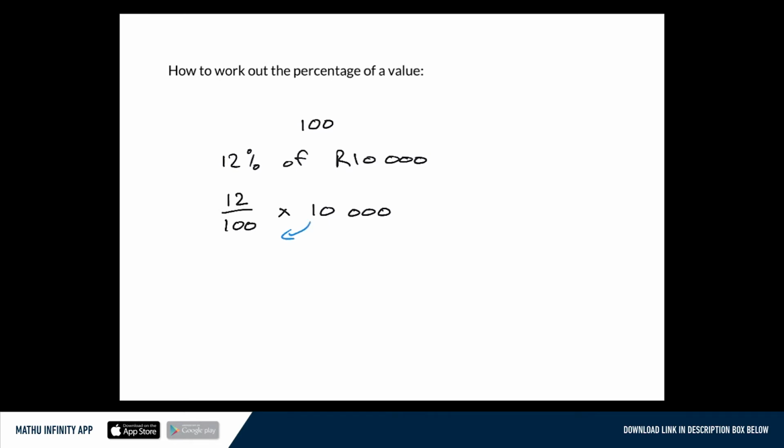A nice way to look at it is, I would take the 10,000, I would divide it by 100. So 10,000 divided by 100, you're going to lose two zeros. And then you're going to go 12 times the rest. And 12 times 100 is equal to 1,200. So 12% out of 10,000 is 1,200 Rand. So remember, we took the 10,000, we divided, and then the top part we just multiplied.